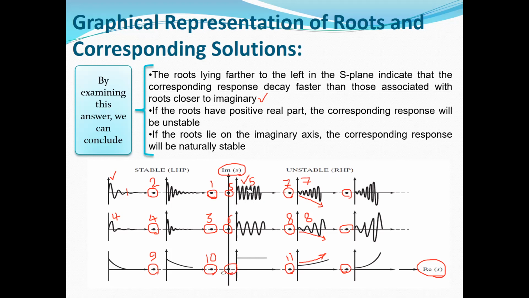So at point 5, 6, or this one, which is at the origin, you can see that the response remains the same and the amplitude does not change. So in these systems, where the real part is 0 and the roots are located on the imaginary axis, the response is called naturally stable.